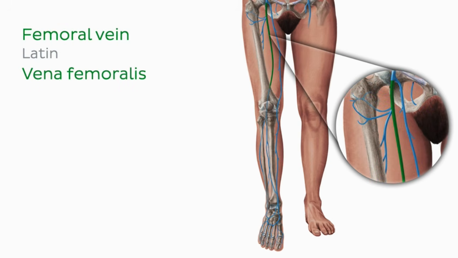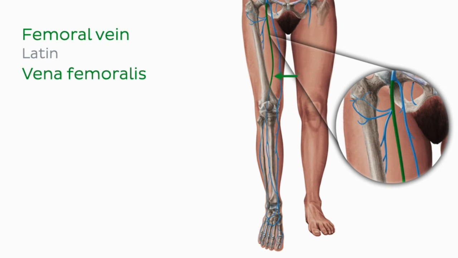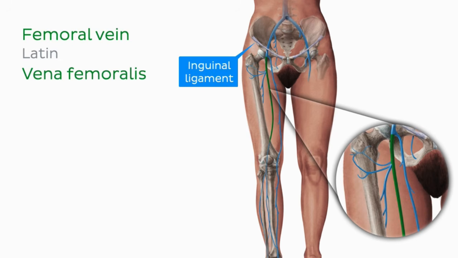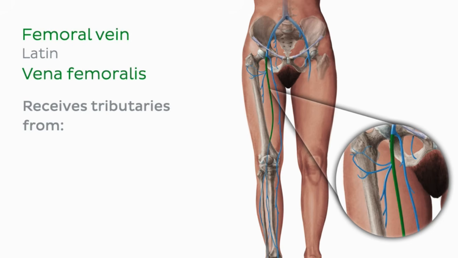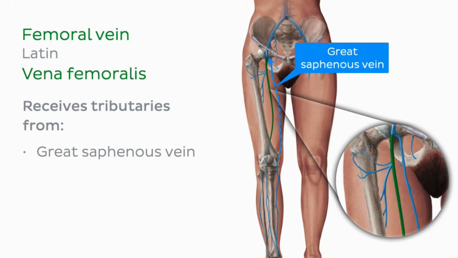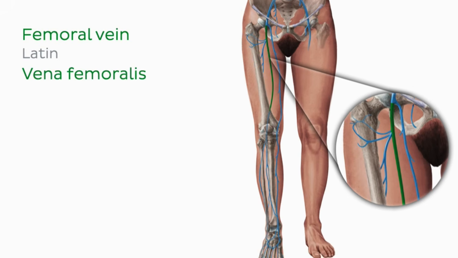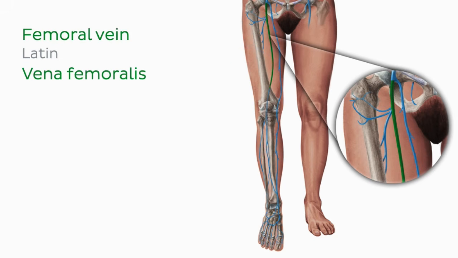And the femoral vein begins at the opening of the adductor magnus muscle, as you can see in this image here, and ends as the external iliac vein, posterior to the inguinal ligament here. As we mentioned before, the femoral vein is the continuation of the popliteal vein of the leg. This large, deep vein receives many tributaries from the medial and lateral circumflex femoral veins, the great saphenous vein, and from the deep femoral vein. As I mentioned earlier, the deep veins of the lower limb usually accompany the corresponding arteries, and the femoral and deep femoral veins accompany the femoral and deep femoral arteries respectively.